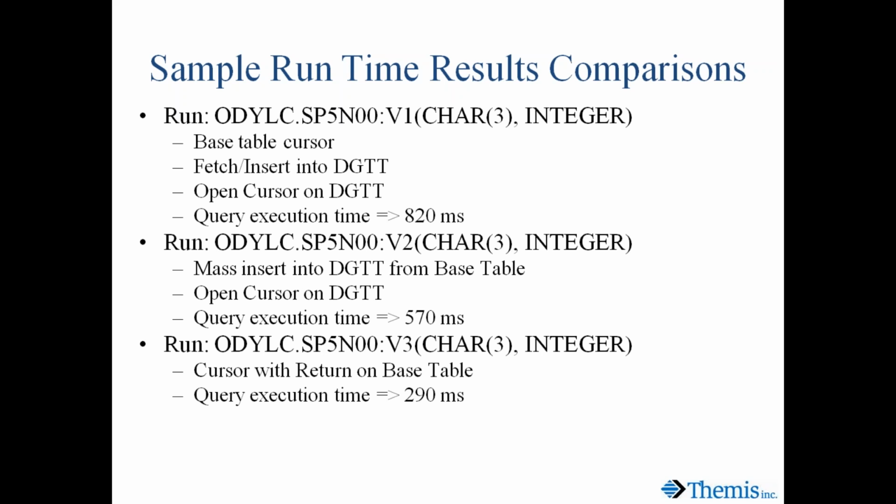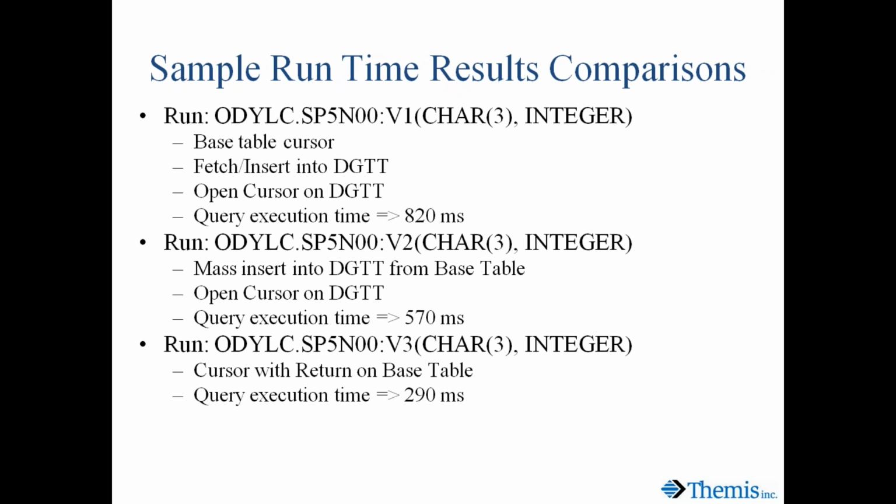Now, this is a very small test. Extrapolate it by extending the volumes. This was just, I think it was 100 rows. We turned around and rewrote it, used a mass insert into the declared global table, got rid of the one cursor, just select into, insert into, and put the math in the insert statement. Then we opened the cursor to the declared global temporary table and returned it to the user. Now that reduced it down to 570 milliseconds.